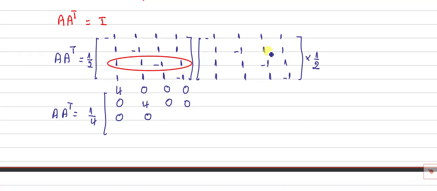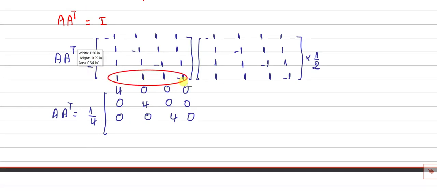1 plus 1 plus 1 plus 1, 4 times is 4. And this one is 0. So we got the first row with the first column, second column, third column, and the fourth column. So this one is minus 1 plus 1 plus 1 minus 1 is 0. This one also 0. This one is also 0. This one is 4.